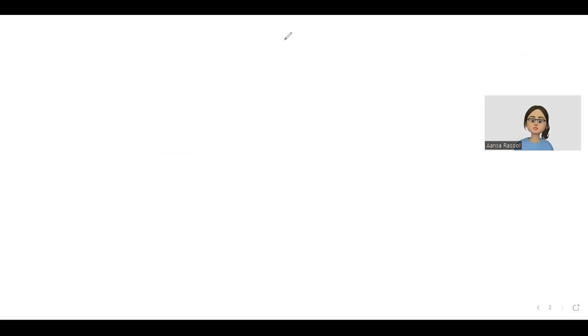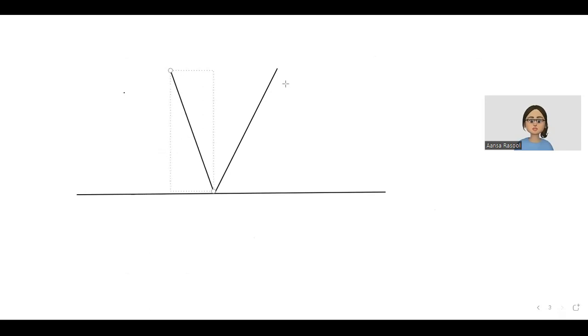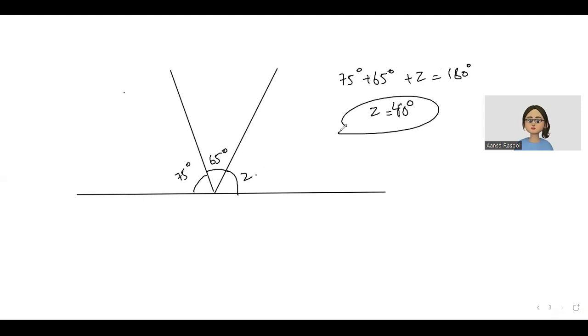Similarly, the question can also be like this. There's a straight line and they will give you two or more angles like this. This angle is 75, and this angle you can consider as 65. So what is the angle Z? All angles on a straight line add up to give us 180 degrees. So 75 plus 65 plus angle Z will give us 180, so Z is 40 degrees. So that's how you find supplementary angles.